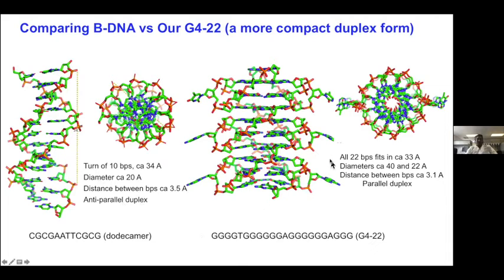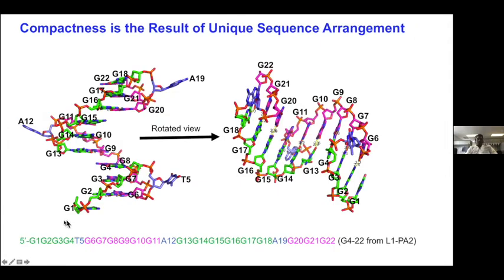Whereas in our G4, we could fit almost 22 base pairs within 33 angstrom, and the diameter in one dimension is 20 angstrom. But since we have these non-G nucleotides flipping out of the helix, we get about 40 angstrom in that dimension, and the distance between base pairs still stays the same as B-DNA, which is 3.1 angstrom. And the reason it becomes so compact is this unique sequence arrangement.